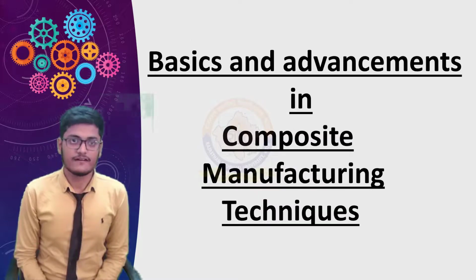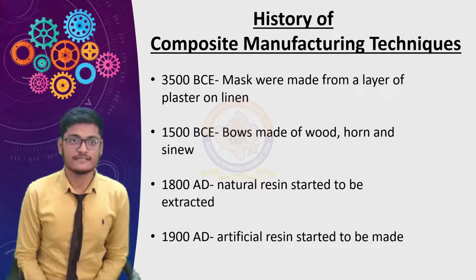Now we will see the basics and advancements in composite manufacturing techniques. So here is the history of composite manufacturing techniques during the early ages. In 3500 BC, people used to make masks of linen coated with a layer of plaster of Paris for the dead persons as their memory.